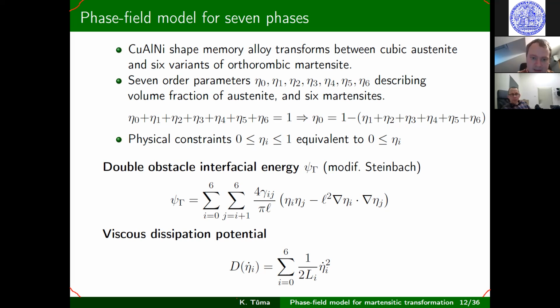And the last thing is the dissipation potential. This dissipation potential is again the quadratic one, quadratic in eta dot squared, and thanks to the non-negativity, the second law of thermodynamics is satisfied. But the problem with this dissipation potential is that it is purely rate dependent. So now I have given you the model that was used for the simulation of the whole physical reality that is happening in copper nickel shape memory alloy.